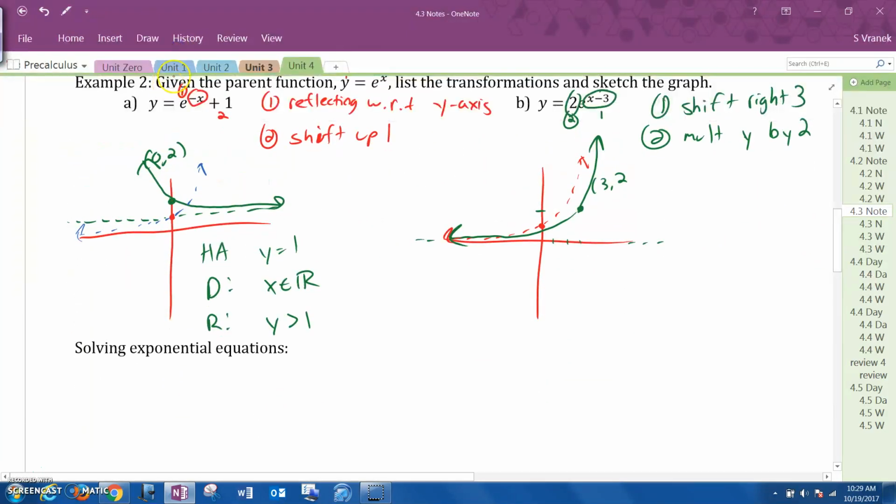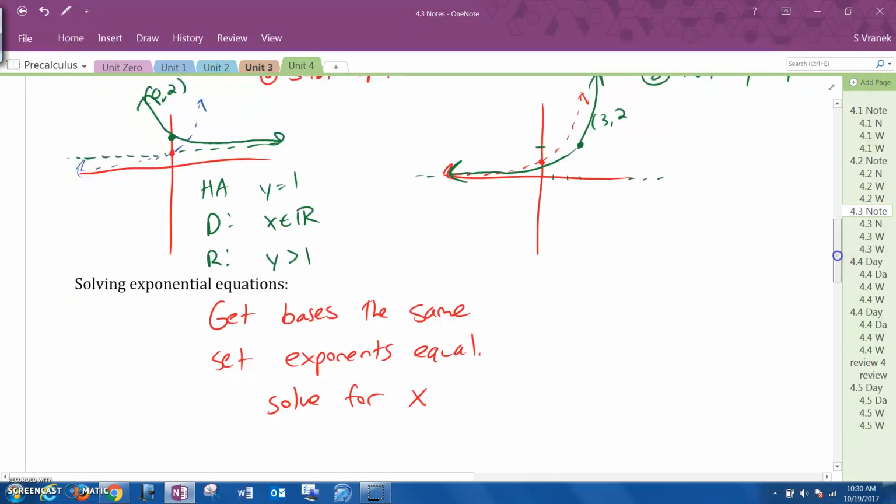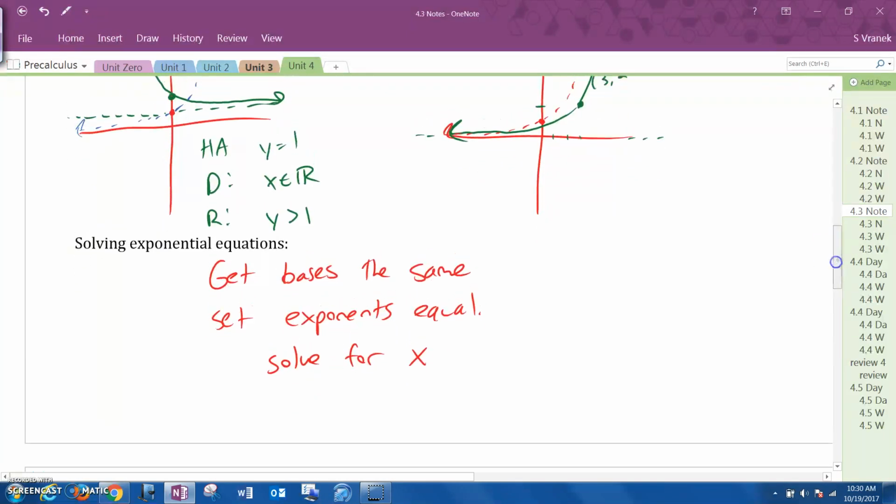To solve exponential equations, here are the steps you have to do. You have to get the bases the same. Then you have to set the exponents equal. And then, of course, you need to solve for x. So get the bases the same, then set the exponents equal, and then solve for x. So let's do that. Again, you can always rewind and pause the screen if I'm going too fast for you.